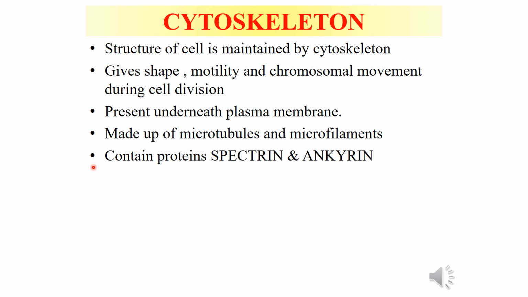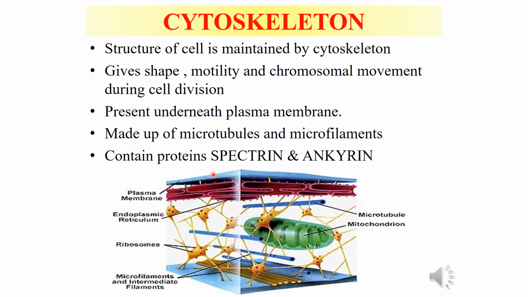The cytoskeleton contains the proteins spectrin and ankyrin. So these are special proteins which are found in the cytoskeleton. Here you can see the cytoskeleton. This is the microfilament and these are the microtubules.